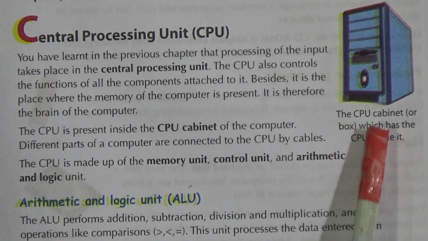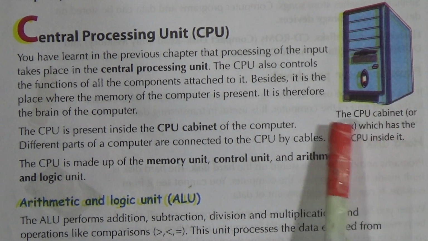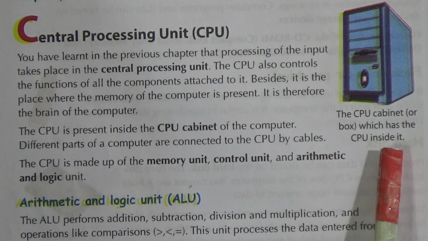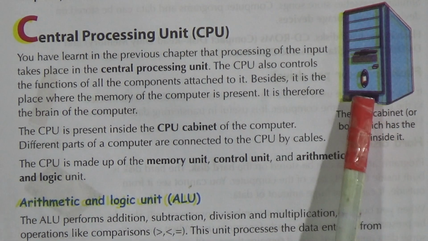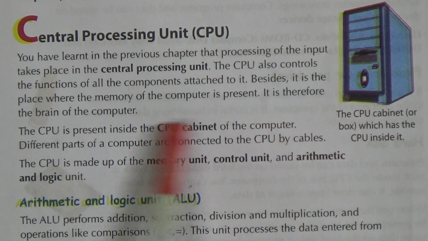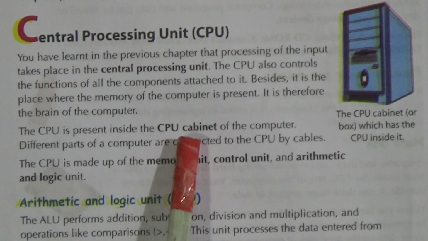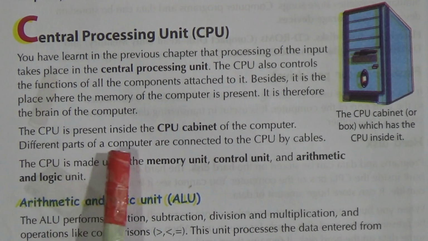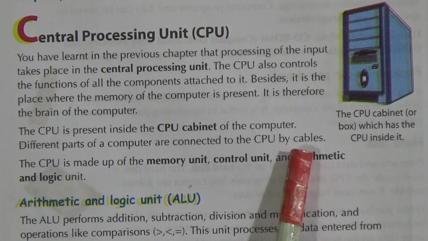Let's look at the picture. Here you can see a blue box. This is the CPU box. The CPU cabinet or box has the CPU inside it. There are computer parts inside it and all the other parts are also attached to it with cables. The CPU is present inside the CPU cabinet of the computer. Different parts of a computer are connected to the CPU by cables.